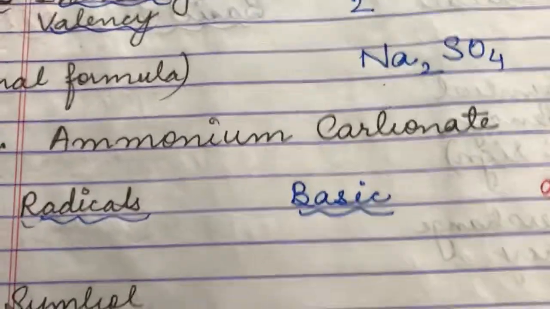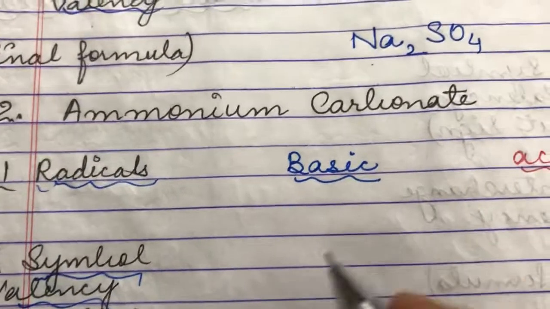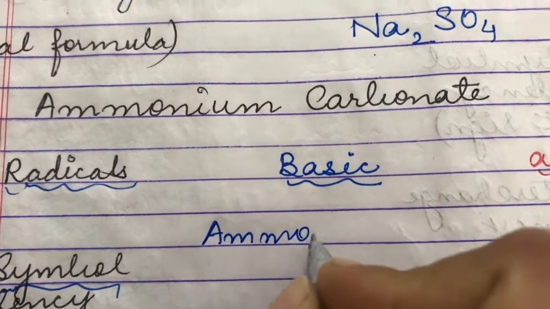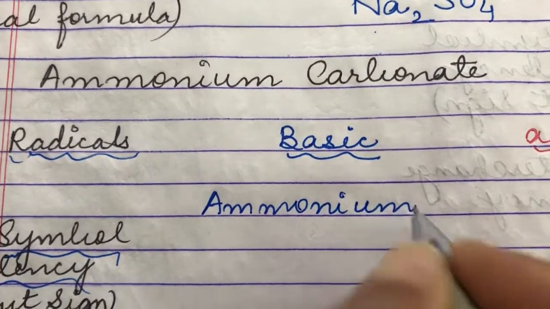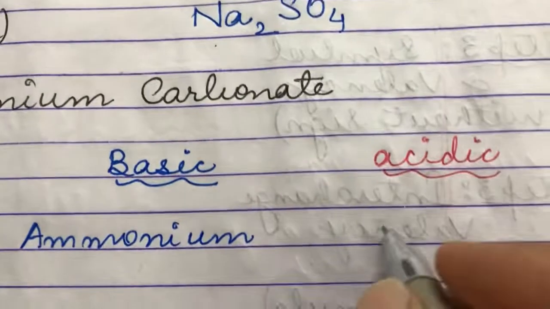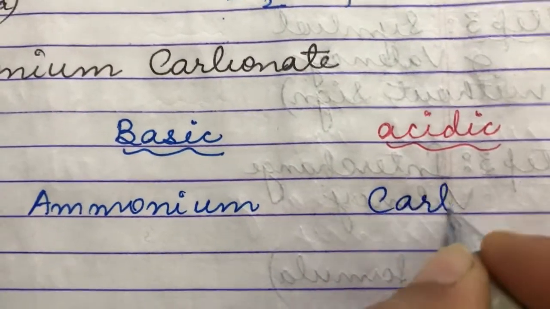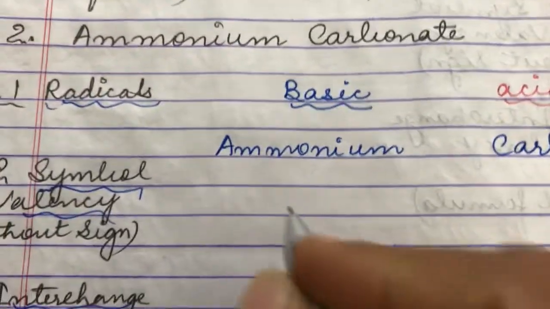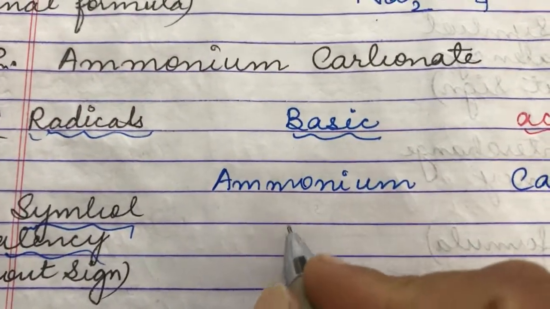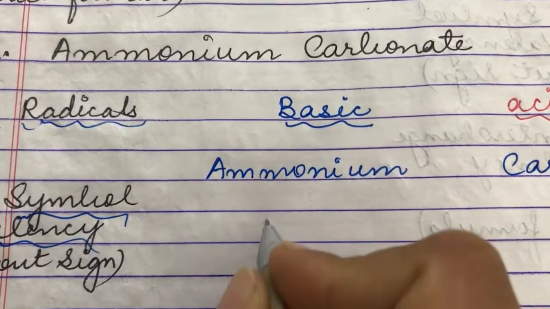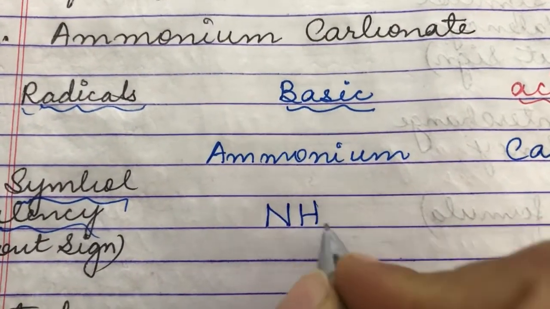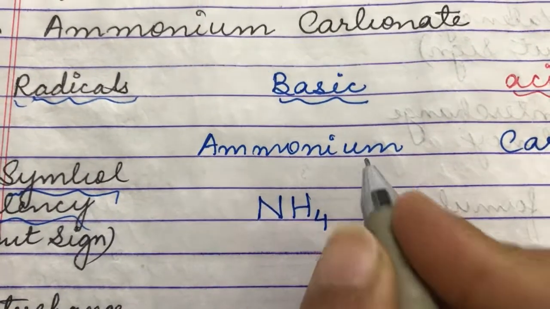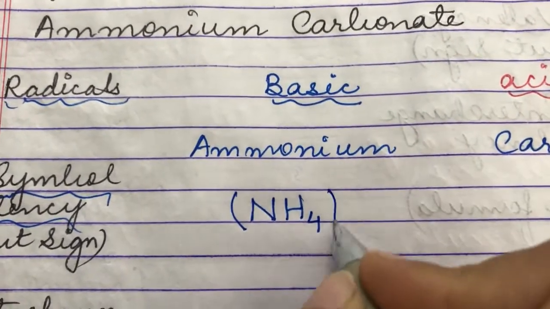Now let's take the next example, ammonium carbonate. In ammonium carbonate, the basic radical present is ammonium and the acidic radical is carbonate. Now the symbol and valency of ammonium. Many children generally go wrong in writing the symbol of ammonium. Children, please remember it is NH4 with 4 in the subscript. This is the complete formula of ammonium ion and its valency is 1.